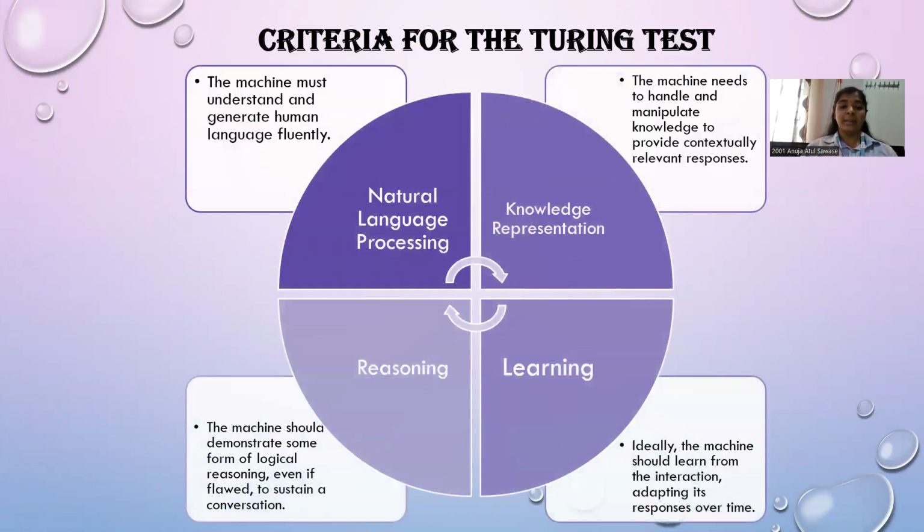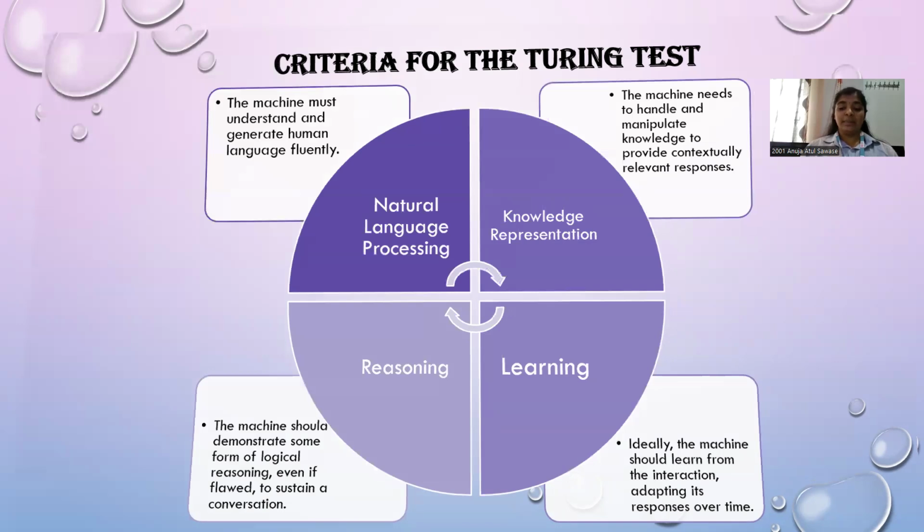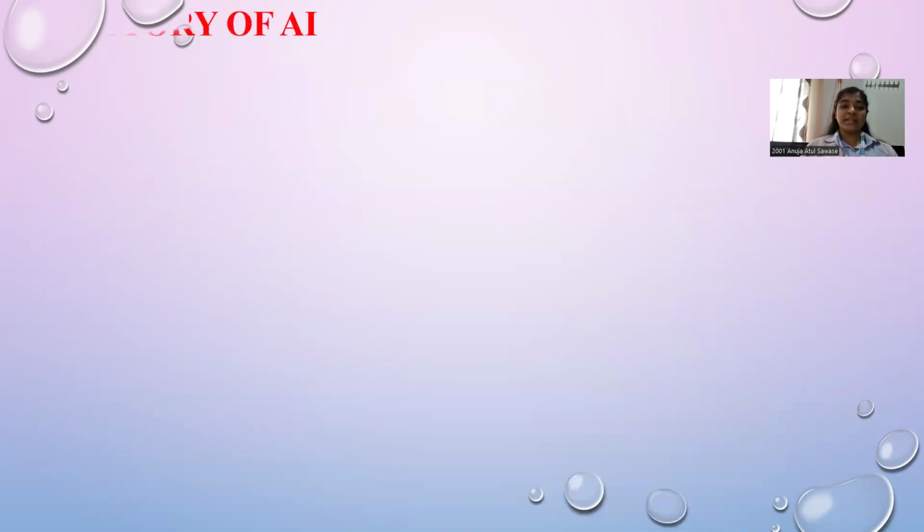Next are the criteria. First is natural language processing, then knowledge representation, then reasoning, and then learning. In natural language processing, the machine must understand and generate human language fluently. In knowledge representation, the machine needs to handle and manipulate knowledge to provide contextually relevant responses. In reasoning, the machine should demonstrate some form of logical reasoning, even if flawed, to sustain a conversation. In learning, ideally the machine should learn from the interaction, adapting its responses over time. Then move forward to the next slide.